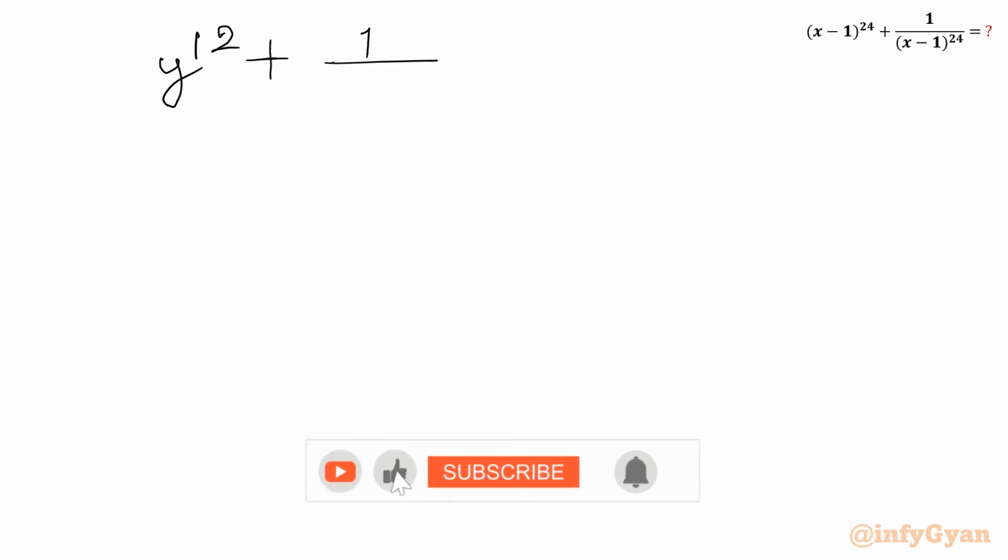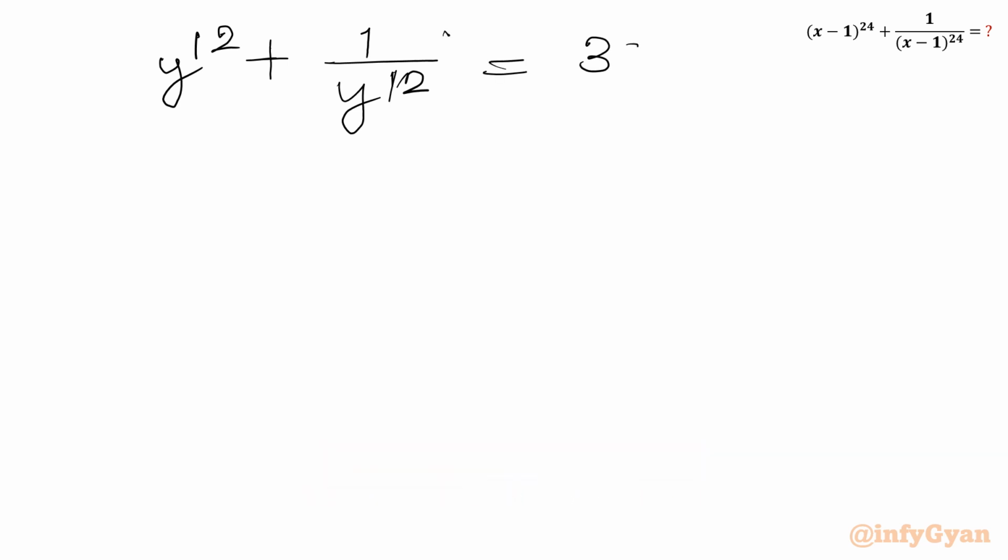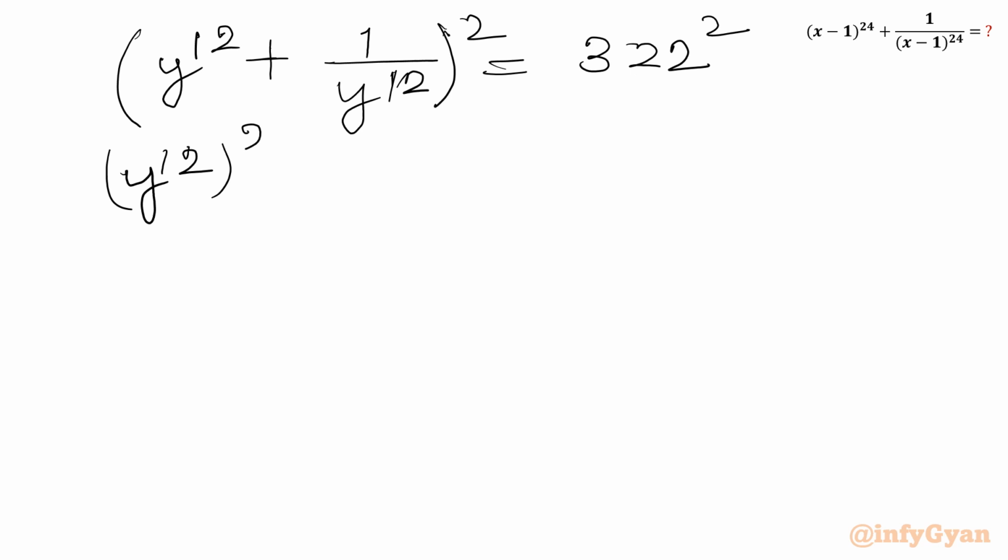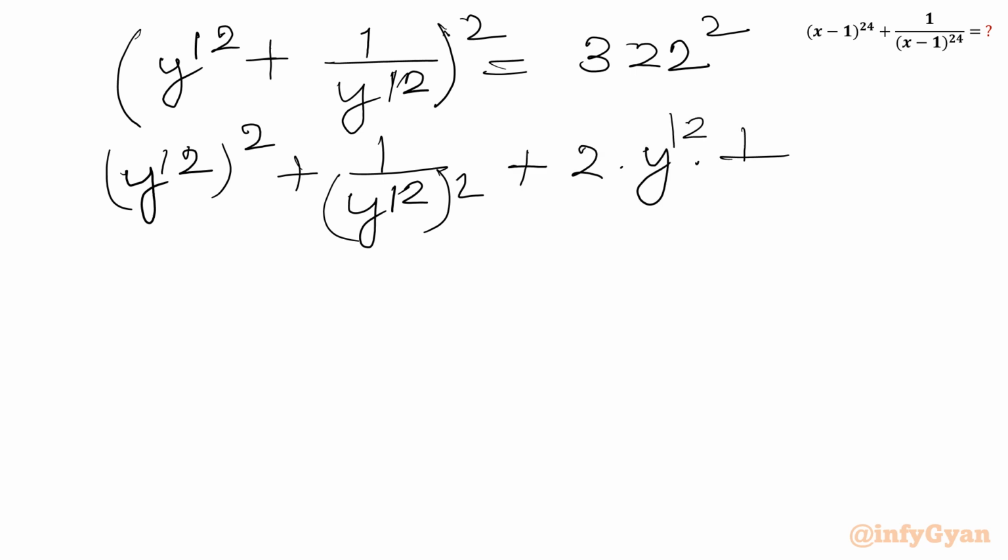Now we have to consider squaring for the last time. Let me write here y power 12 plus 1 over y power 12 equal to 322. Now I will consider squaring both sides. So I can write here (y power 12) whole square, a square, plus (1 over y power 12) whole square, b square, plus 2 times y power 12 times 1 over y power 12. This will be equal to 322 square.